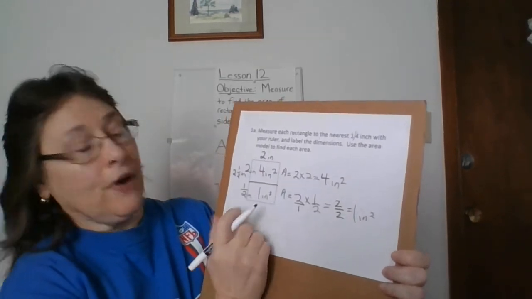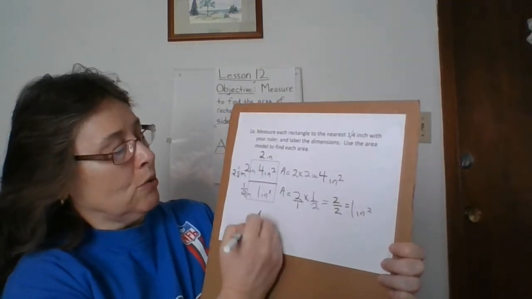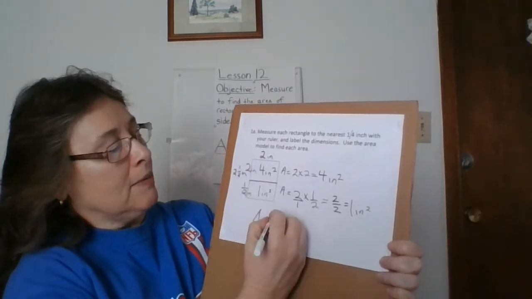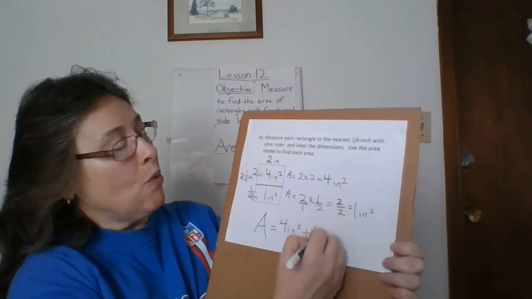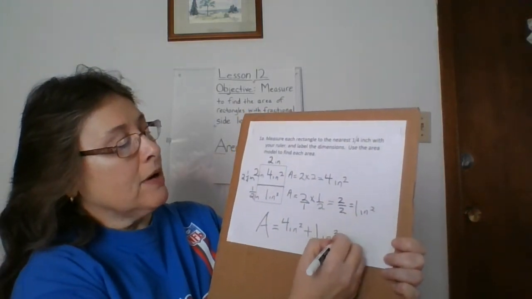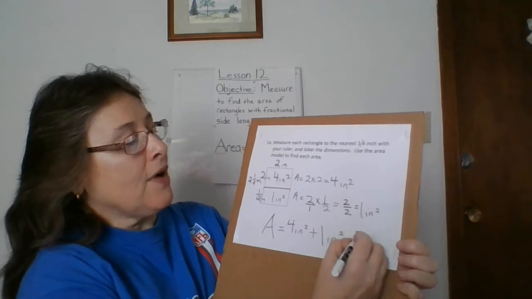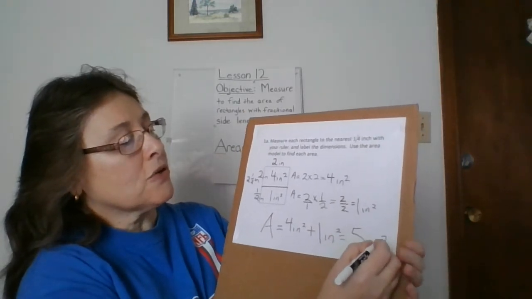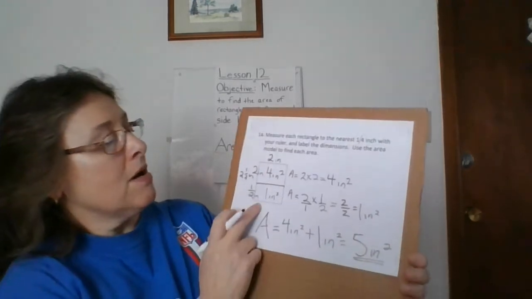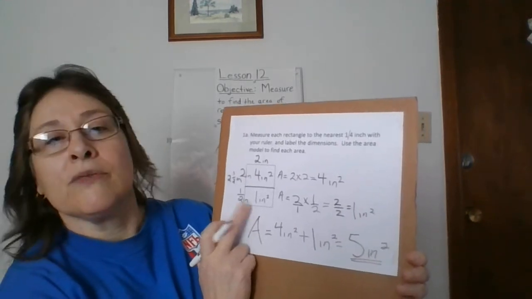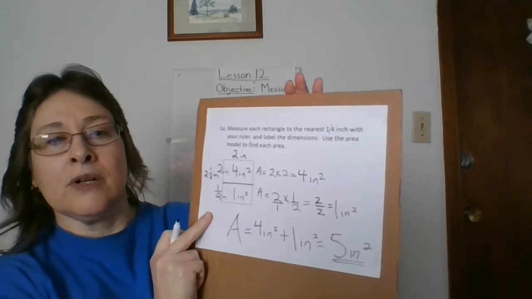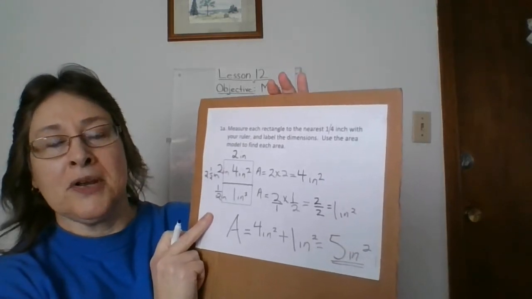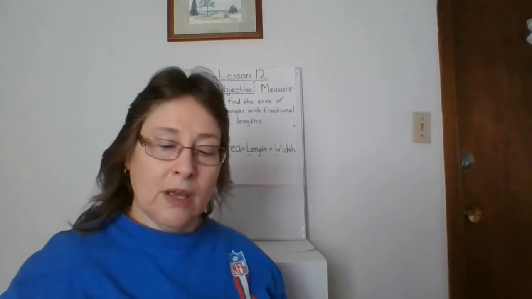And now to find the total area, I add my 4 inches squared plus my 1 inch squared. 4 plus 1 is 5 inches squared. So my area is 5 inches squared for this rectangle. Okay, that's how you find area using the area model. Okay, let's go on to our question number 2.